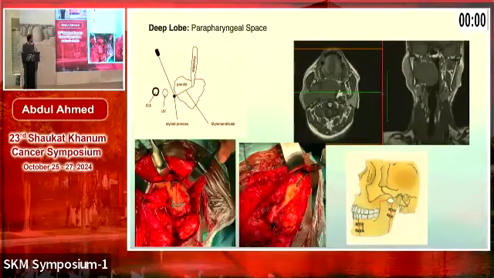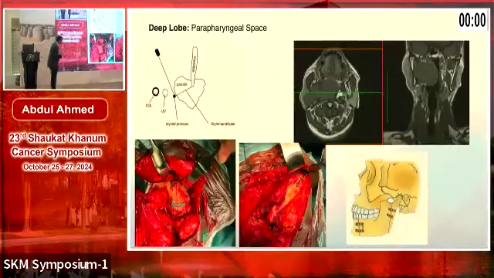Okay, so I'm going to talk about a couple of interesting cases before we go on to the next bit of the lecture. And there are things like difficult cases. So you can see here, this is in the parapharyngeal space. I won't bore you with the anatomy, but the gist of it is you can see there's a huge tumor. Now, how do you approach that? What do you do? It's really, really massive.